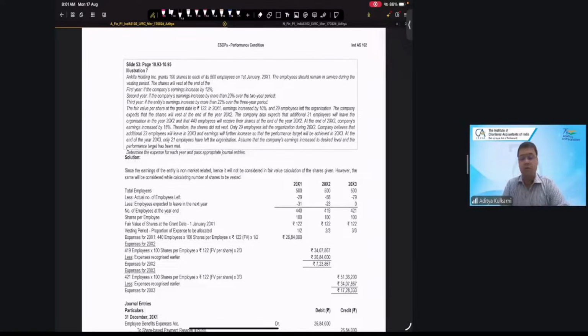Then I have performance conditions. What do you mean by performance conditions? The employee has to achieve certain performance targets in order to be eligible. These are put into two buckets. One is market-linked performance and the other is non-market-linked performance condition.